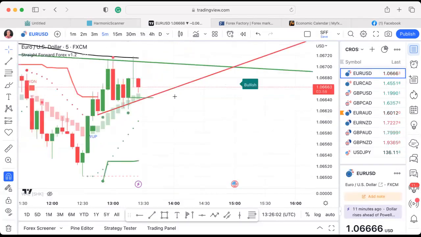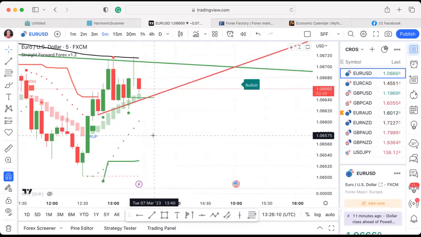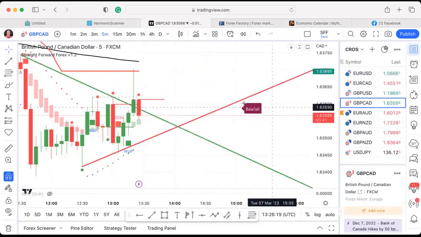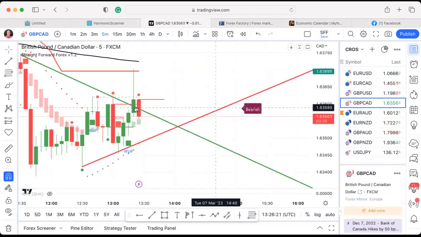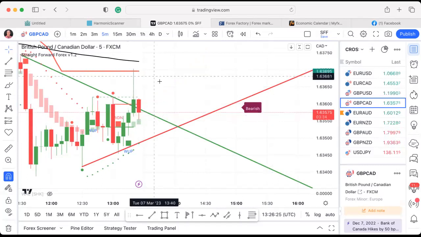Euro US, now that's very clearly still in the wedge. It hasn't gone above the green, it hasn't gone below the red. So I'm not interested. I need to go back to the one I was looking at, GBP CAD. Right, so it did try and break, it did wick up right up there. And then it's come back to retest this green line.